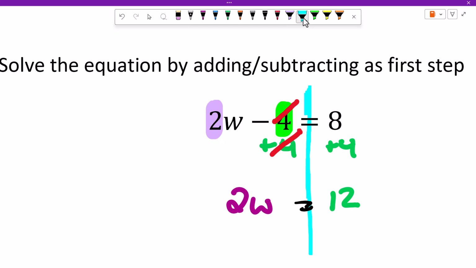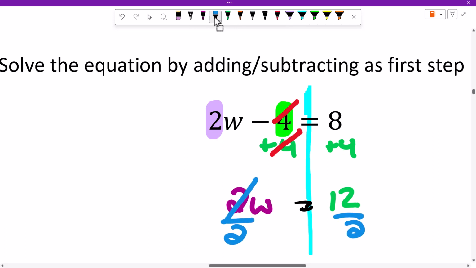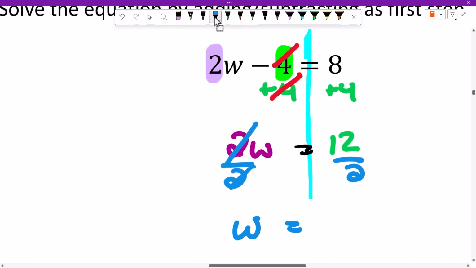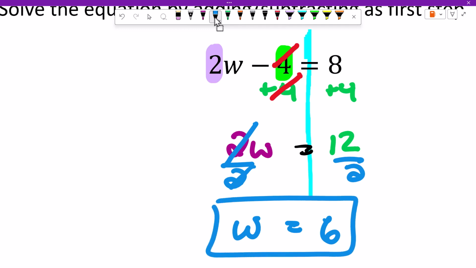We're not done yet because the W is not all by itself yet. So we still need to get rid of that 2. How do we get rid of that 2 now? Divide by 2? Yeah, because it's multiplying, so the opposite of multiplying is dividing. So we divide by 2. So we go here, divide by 2, and divide by 2. Those cancel out, and we get W is equal to 12 over 2, which just simplifies down to 6.